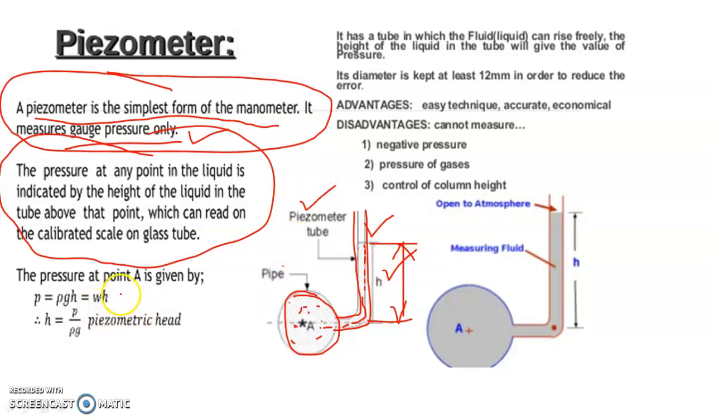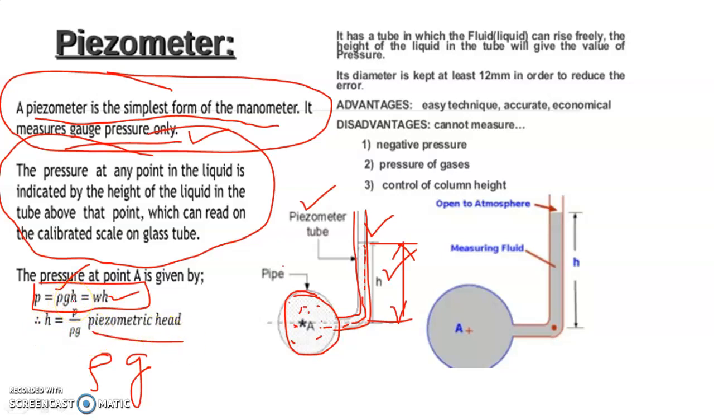Indicating it as H, the pressure at any point is given by P is equal to rho into g into H. Rho is the density of the water. g is the acceleration due to gravity, equal to 9.81. H is the height of the fluid. To calculate pressure, use the equation P is equal to rho g H. So H is equal to P by rho g. This is called the piezometric head.